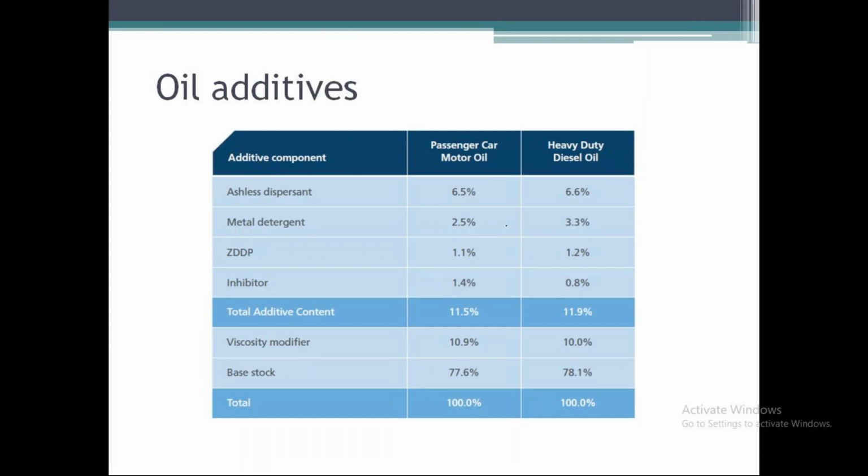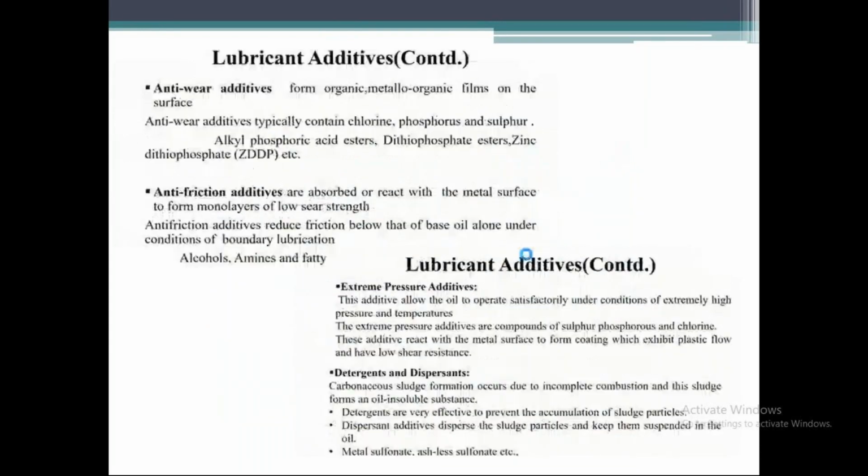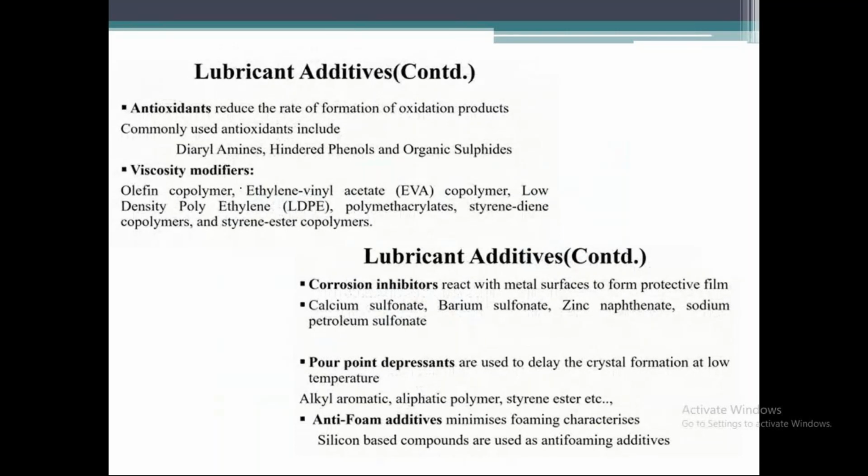So I am skipping those things. These are different additives. I am again skipping because all these are theory. Antioxidants, viscosity modifiers. These are examples of these additives. For example, antioxidants reduce the formation of oxidation products. Commonly used antioxidants include amines, phenols, and organic sulfates.